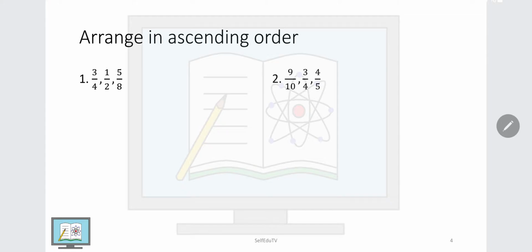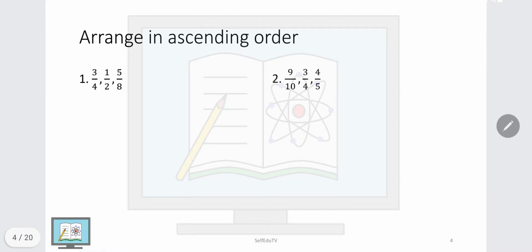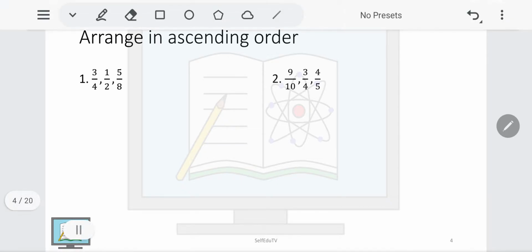Let's say you are asked to arrange this in ascending order. Take a look at the first question. How am I going to arrange these fractions in ascending order? There are two ways to do it. The first way is you can change to decimal. You change each fraction to a decimal, and from that you arrange accordingly.